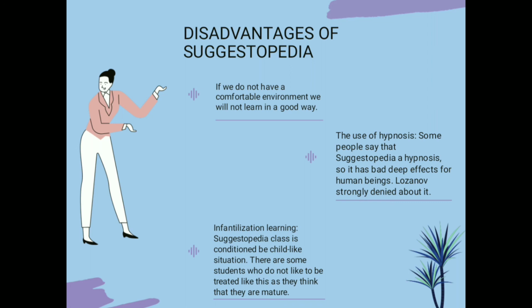The third is infantilization learning. Suggestopedia class is conditioned by a childlike situation. There are some students who do not like to be treated like this, as they think that they are mature.